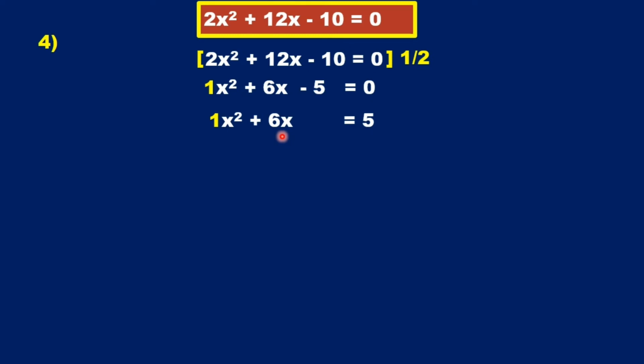The x term coefficient here is 6. So we divide it by 2 and square it. 6 divided by 2 is equal to 3, and 3 squared is equal to 9.